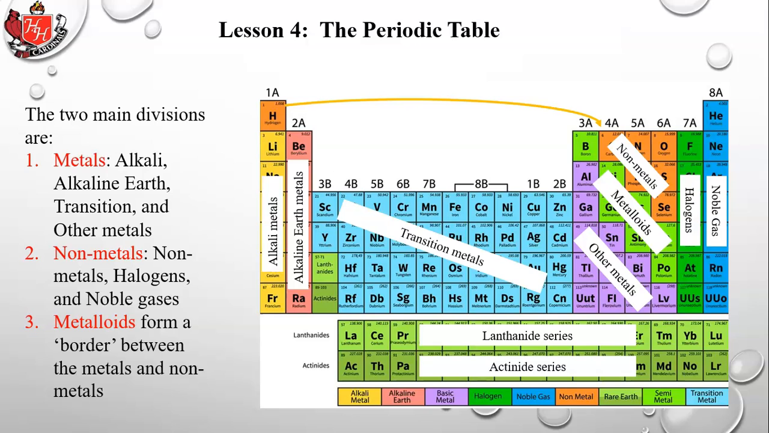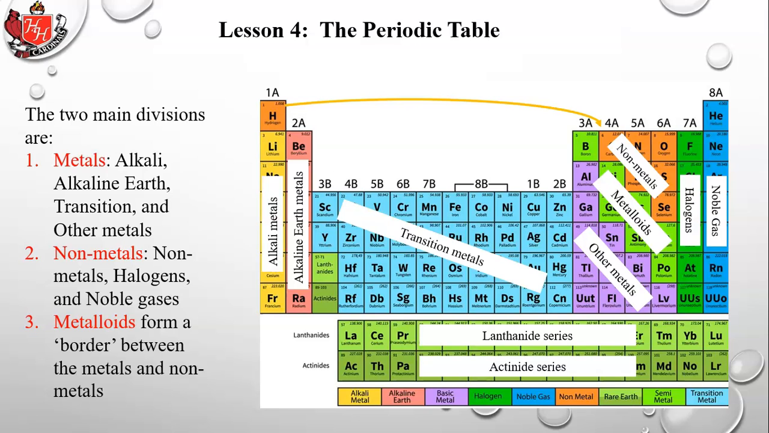Now, on the upper right-hand corner are the nonmetals. These are the nonmetals, halogens, and noble gases. Your body is made up almost entirely of nonmetals, and so that little upper right-hand corner of the periodic table is where all the elements are that make up your body.